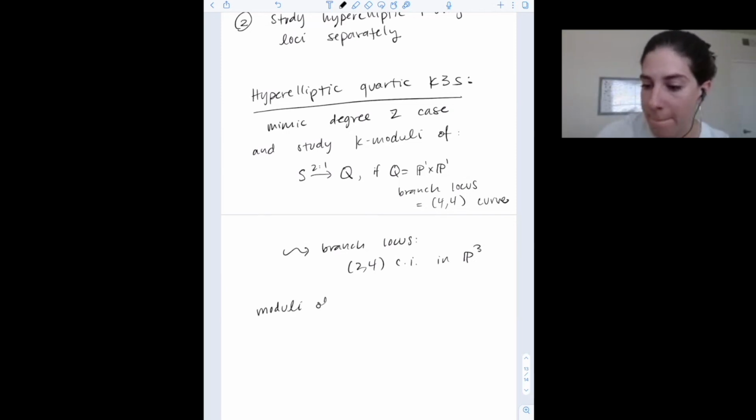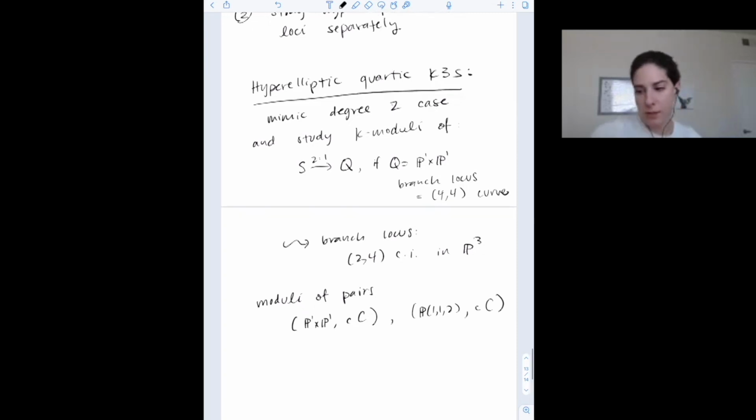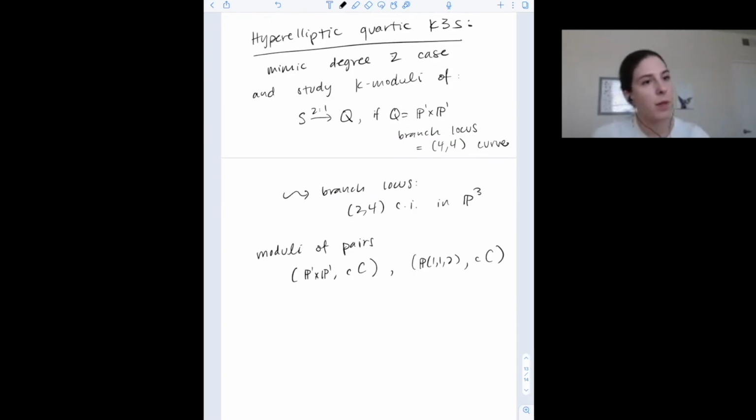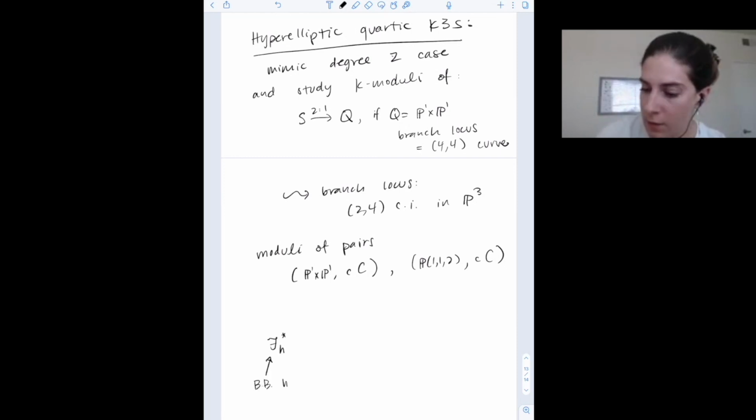We can consider moduli of these (2,4) complete intersections, but really moduli of pairs: P1 cross P1 with a (4,4) curve, or P(1,1,2) with a degree 8 curve in the weighted coordinates. So we can study moduli of these pairs, and then you can do exactly what is done in the plane curve case, and consider just the Baily-Borel moduli space for hyperelliptic K3s.